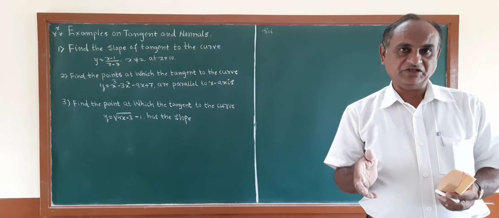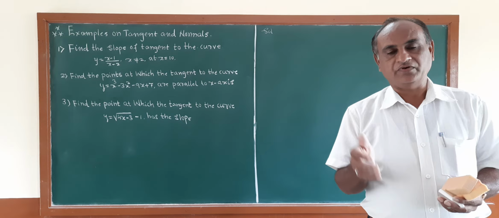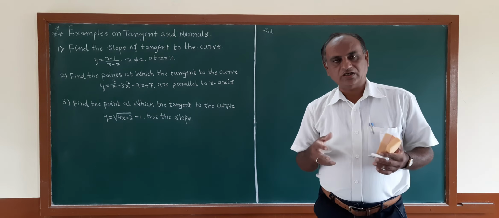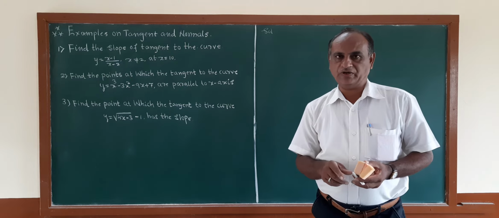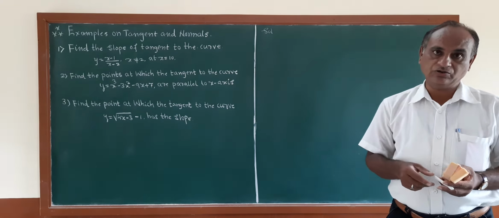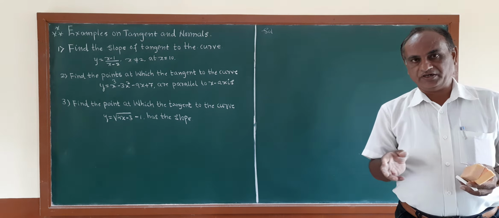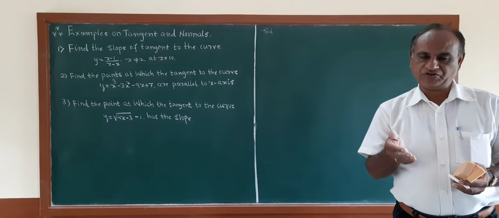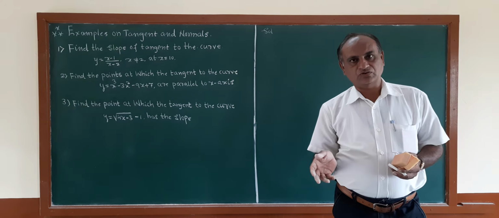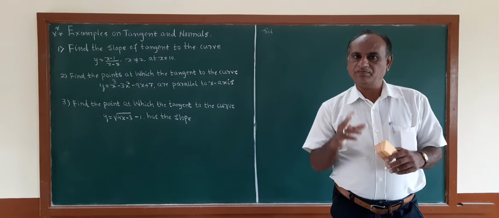Find the points on the curve means you have to find the values of x and y. So one curve is given and one condition is given. Parallel to the x axis means you have to take dy by dx is equal to 0. First find dy by dx, and then take dy by dx equal to 0. Write it in the simplest form.